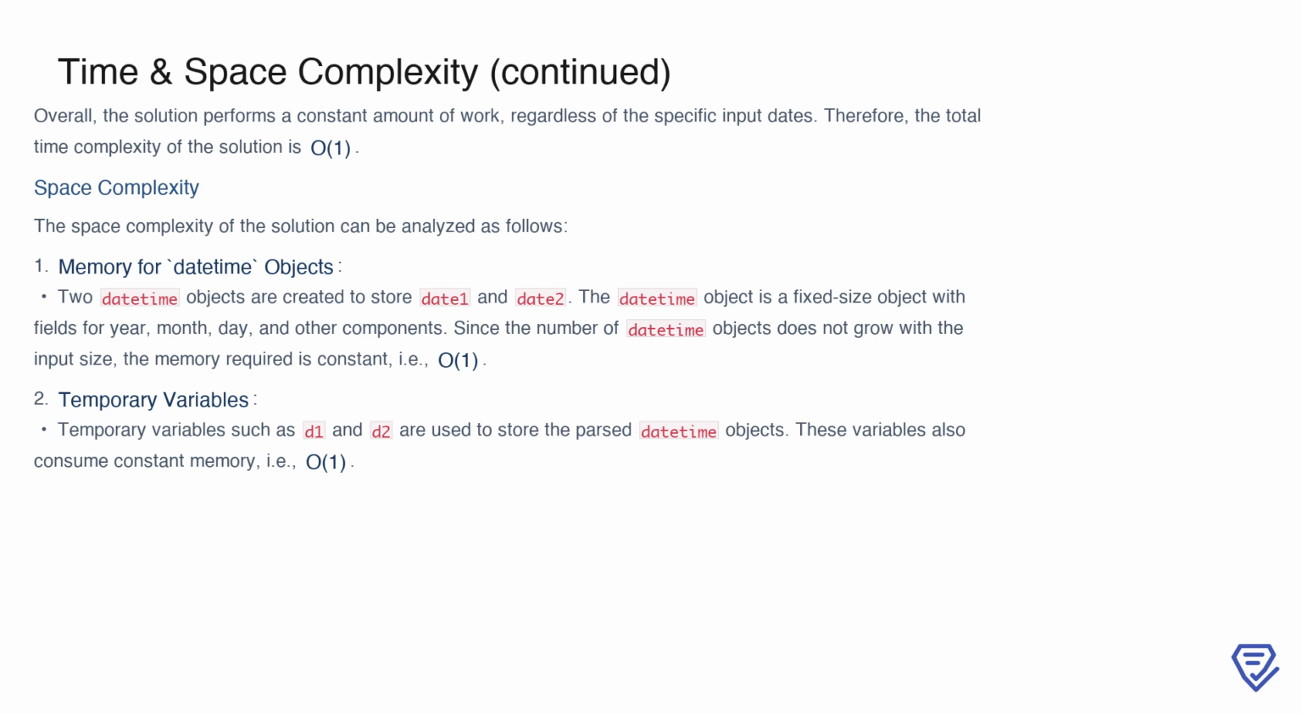Moving on to space complexity, we first consider the memory used to store the two datetime objects for date 1 and date 2. Each datetime object is a fixed-size object with fields for components like year, month, and day. Because the number of datetime objects created does not grow with the input size, the memory required for these objects is constant, or O(1). Similarly, temporary variables like D1 and D2, which are used to store the parsed datetime objects, also consume a fixed amount of memory, contributing an additional O(1) in space.